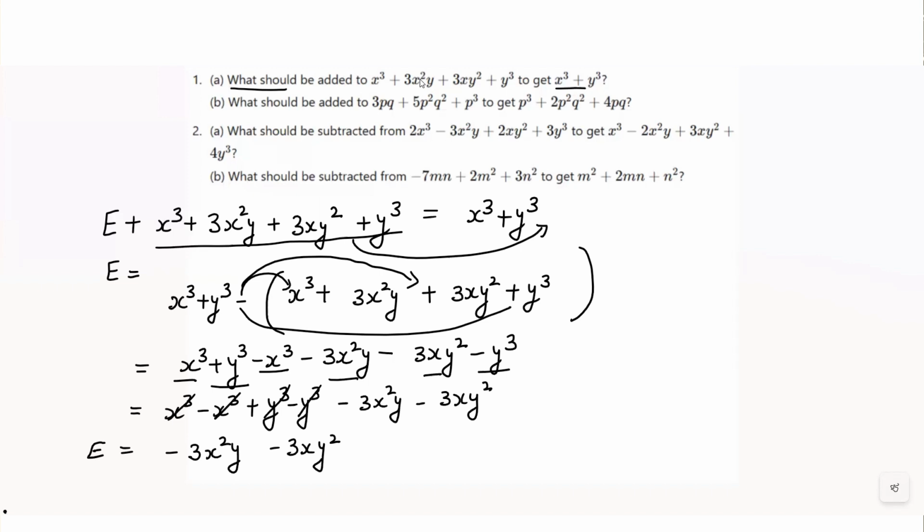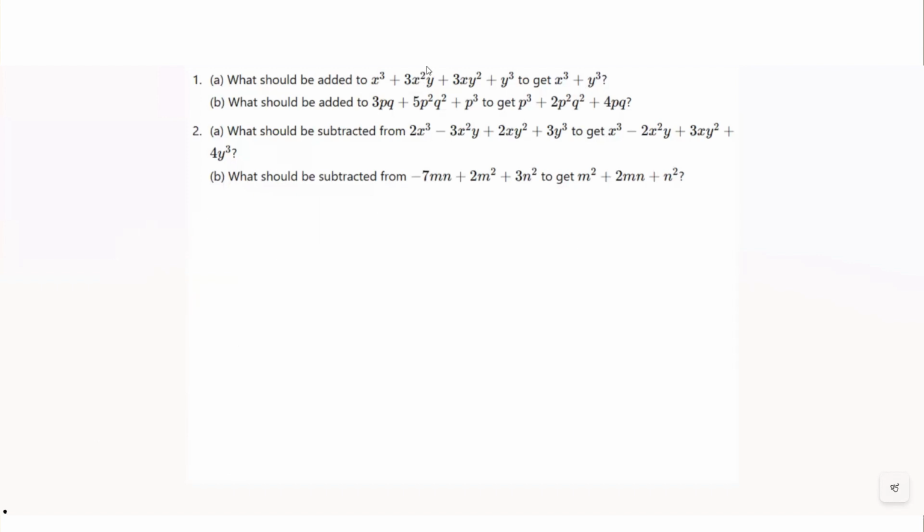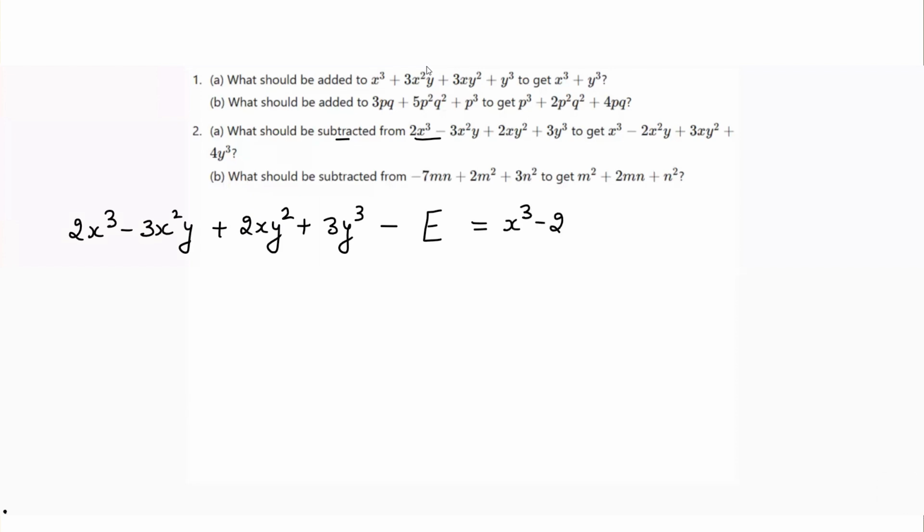Now we will continue with your question number 2. In question number 2, it says what should be subtracted from. So when any term is given after subtracted from, that will come first. So we'll write 2x cube minus 3x square y plus 2xy square plus 3y cube minus, we will consider the expression as E, is equal to, get. After to get, whatever expression is given will come after equals to: x cube minus 2x square y plus 3xy square plus 4y cube.